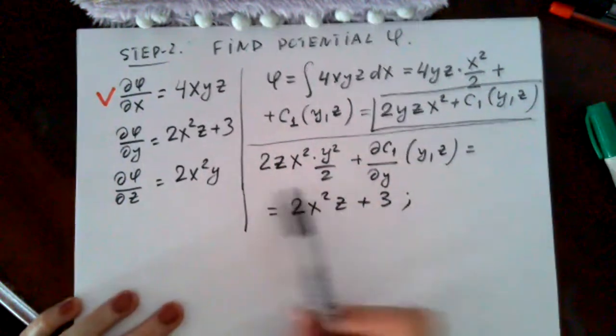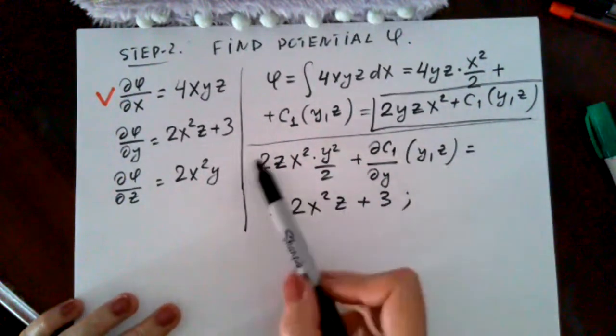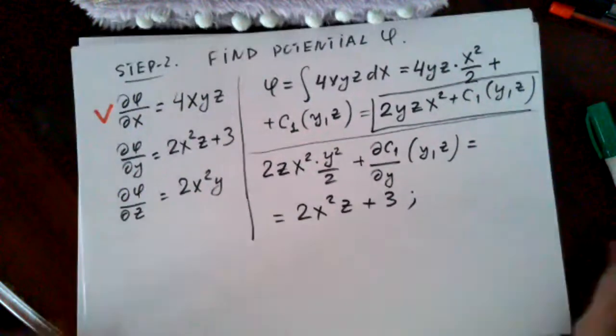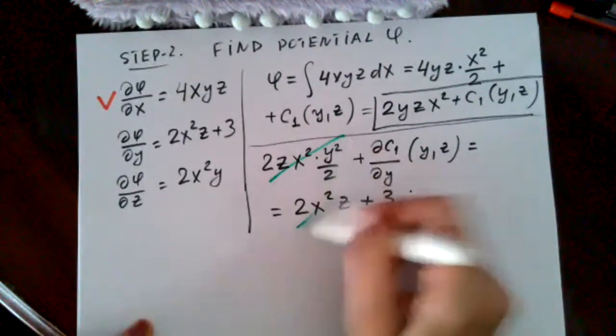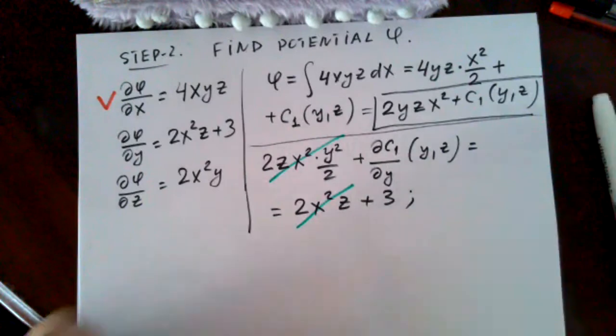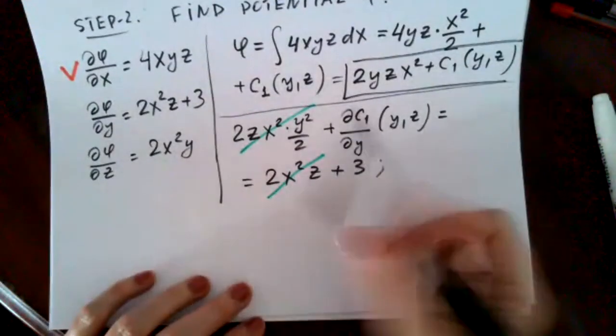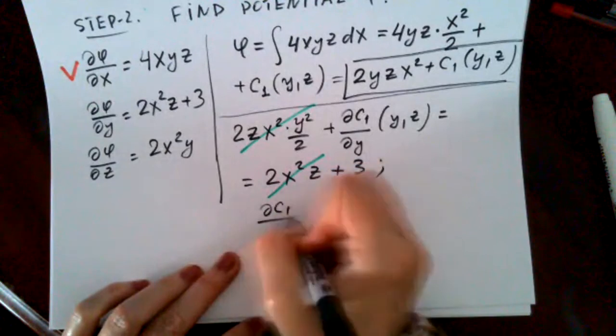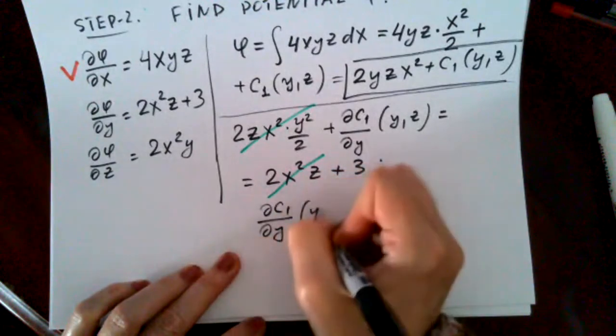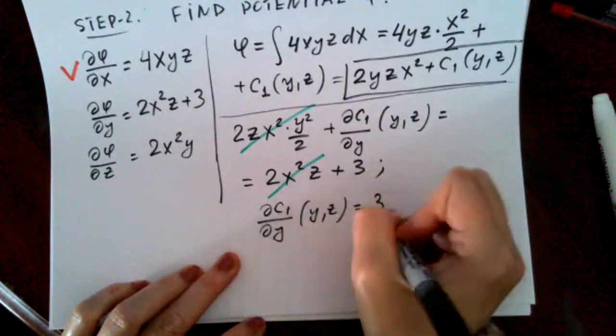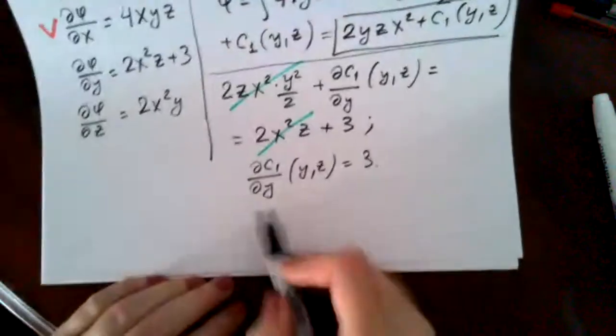And now we need to have a closer look at this expression. Look at this. These two guys, this and this, are actually equal to each other. So we can cross them out. They cancel each other. And so we have these equations: dc1 over dy of yz is equal to 3. How can we find c1 now?